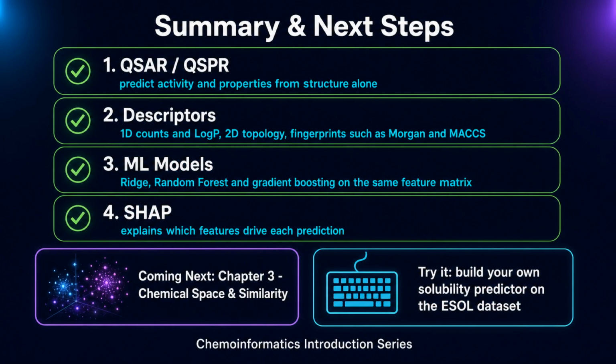Let's recap what we've learned. QSAR and QSPR let us predict molecular properties from structure alone, enabling virtual screening of millions of compounds. Molecular descriptors come in different flavors: 1D descriptors like molecular weight and log P, 2D topological descriptors capturing molecular shape, and fingerprints like Morgan and MACCS encoding substructure patterns. Machine learning models ranging from ridge regression to gradient boosting can achieve excellent prediction accuracy. SHAP provides interpretability, revealing which structural features drive predictions.